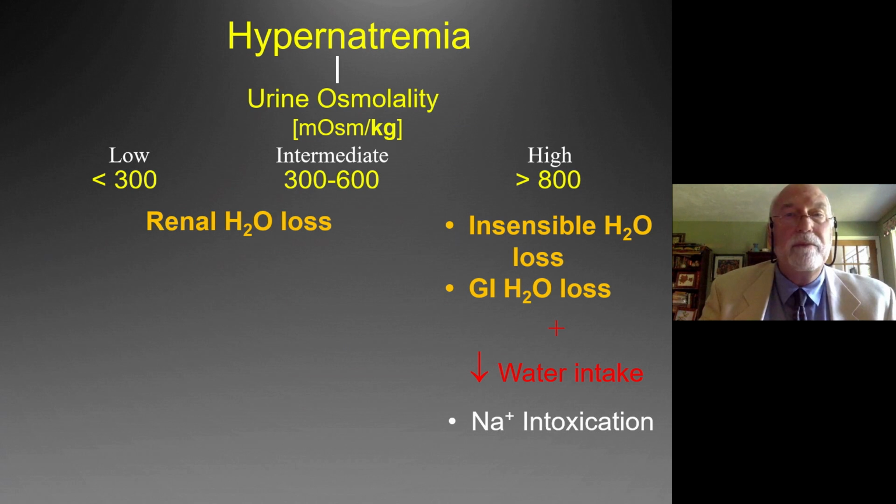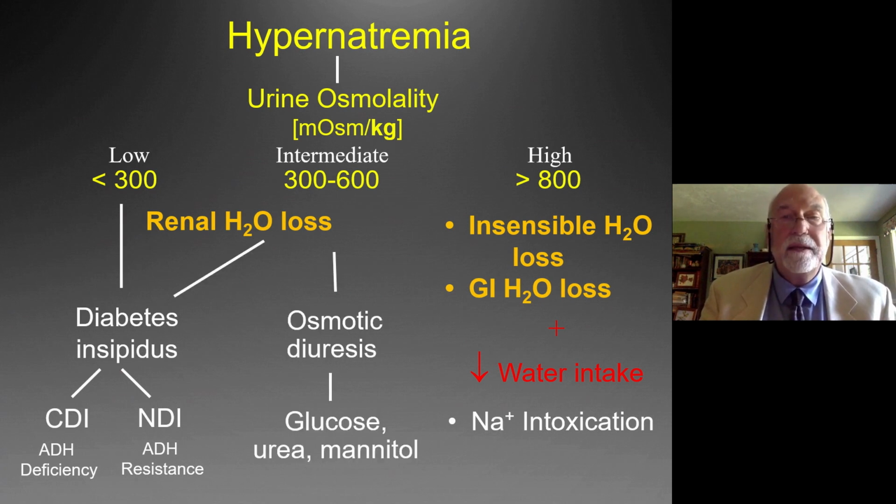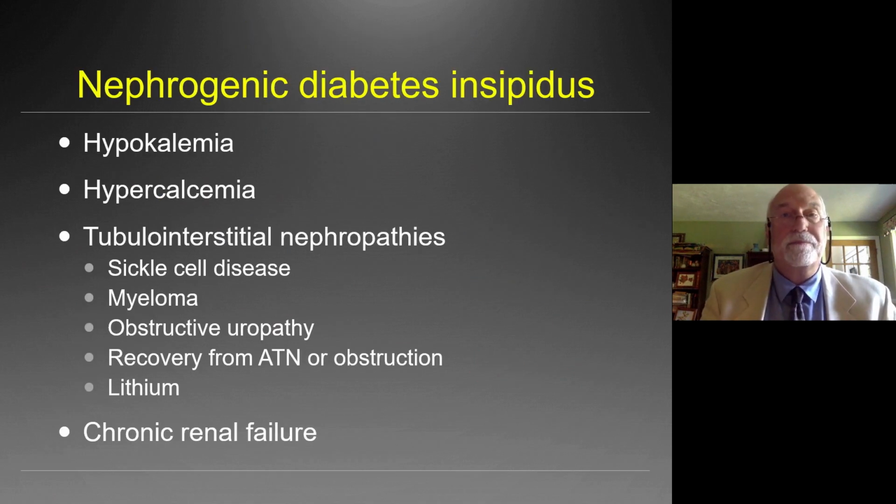Now we come to the intermediate and low osmolalities where there's renal water loss. And if the urine osmolality is less than 300, we want to consider diabetes insipidus, either central or nephrogenic. And then the intermediate types, which are often an osmotic diuresis seen in inpatients due to elevated blood glucose, or perhaps in the outpatient setting with a new diabetic. Urea can be seen with hyperalimentation. Mannitol may be administered for other neurosurgical or other medical reasons.